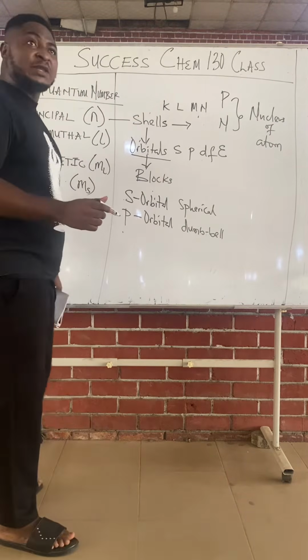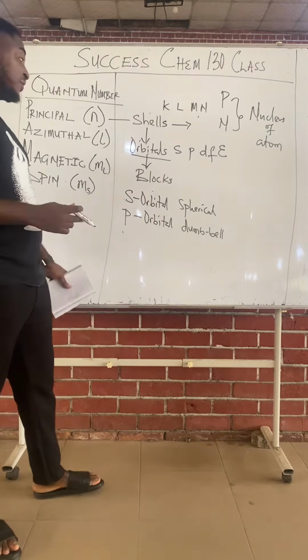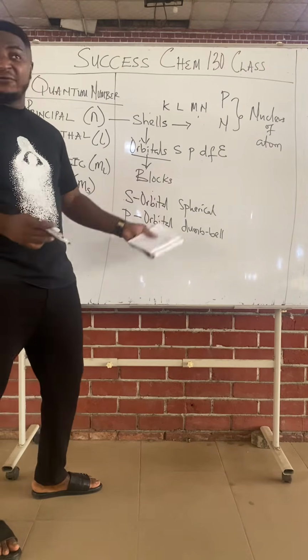And what's the name of the S orbital? I told you on Saturday, sharp, right? S stands for sharp, P is principal, D is diffuse, F is fundamental.